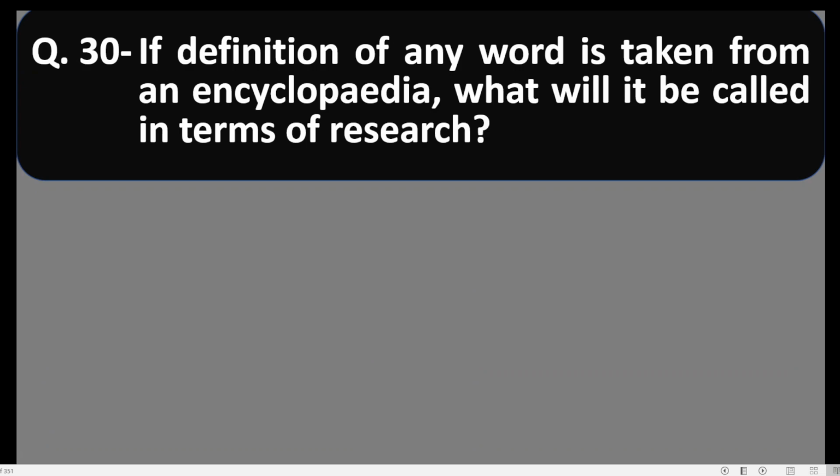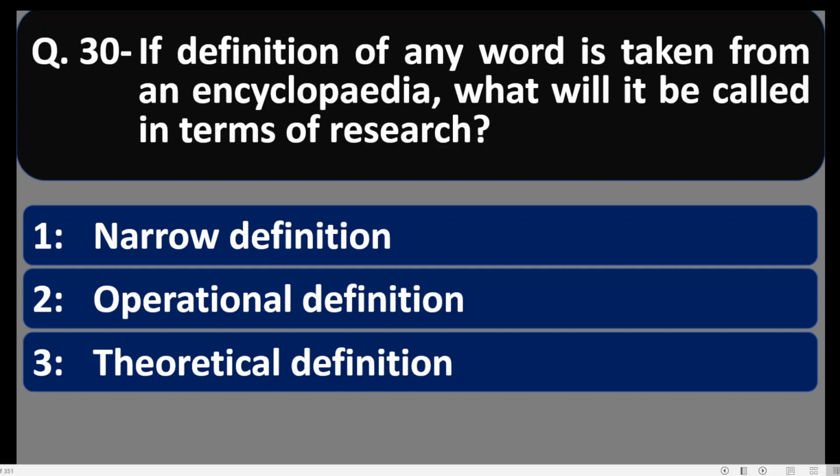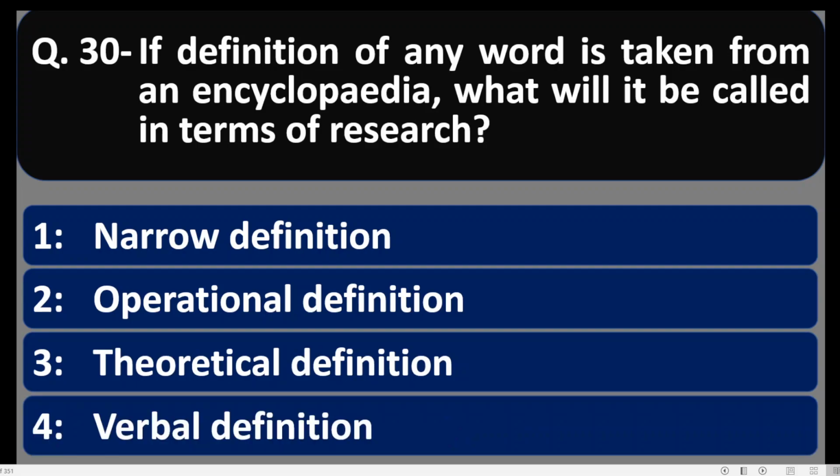Question number 30. If the definition of any word is taken from an encyclopedia, what will it be called in terms of research? Number 1, narrow definition. Number 2, operational definition. Number 3, theoretical definition. Number 4, verbal definition. Friends, the definition that is given in an encyclopedia gives the generalized meaning that is universally accepted, so it is not narrow, it is not operational, so it is called a theoretical definition.